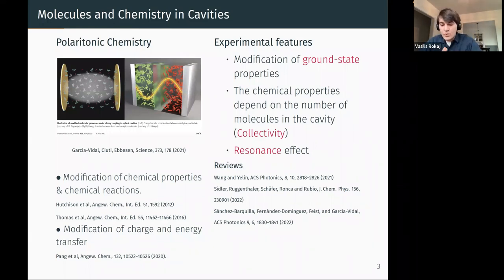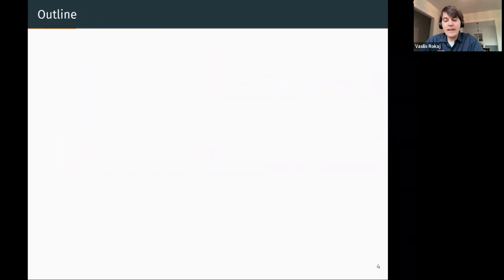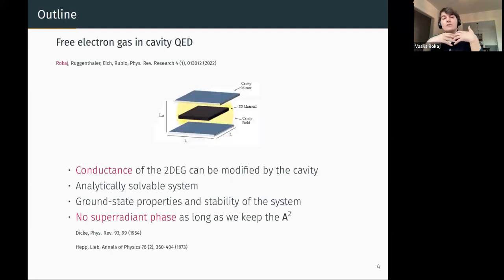What I would like to do today is to show you two examples of relatively simple analytically solvable models, in which, on the one hand, we can see that conduction properties of an electron gas can be modified by coupling to a cavity.